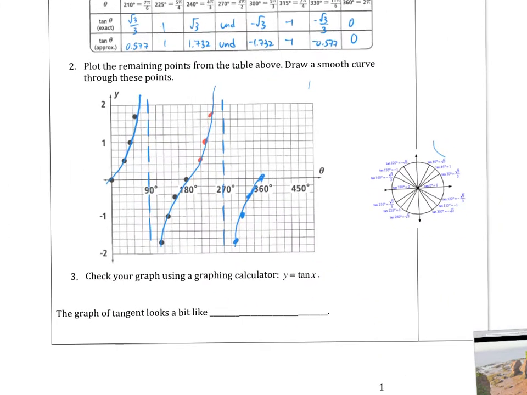When you check with your graphing calculator, you'll end up with graphs that go like this. To me, it looks a little bit like claw marks, because as the claws go down, they never intersect with each other, but they do curve. So it's not parallel lines, but it's kind of like parallel curves here. So that's what tangent looks like.